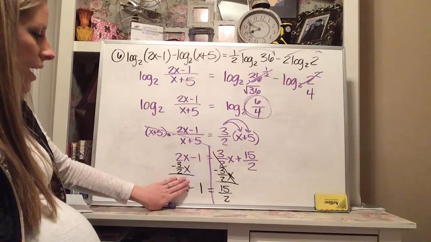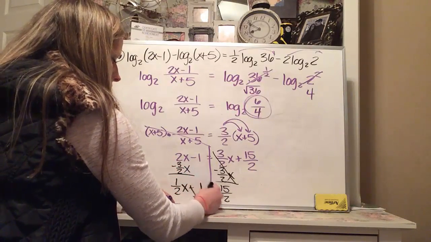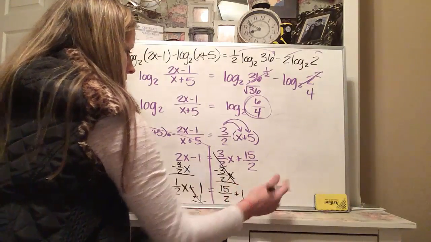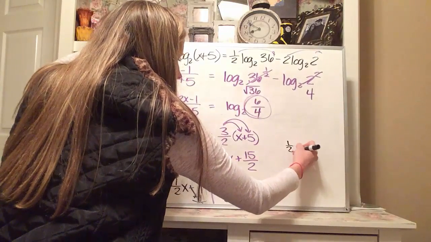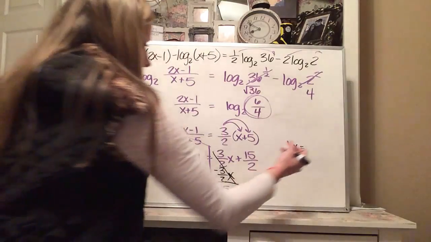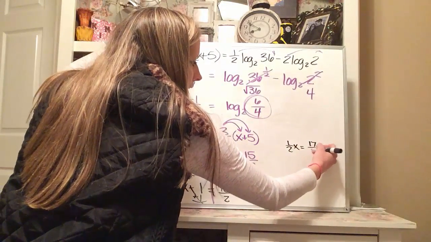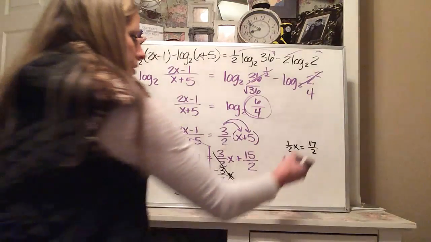Alright, so you want to save the x for last. So I'm going to add 1 to both sides. Okay, so this is going to be 1/2 x equals 15/2 plus 1 gives me 17/2. Okay, and you can put that in your calculator.